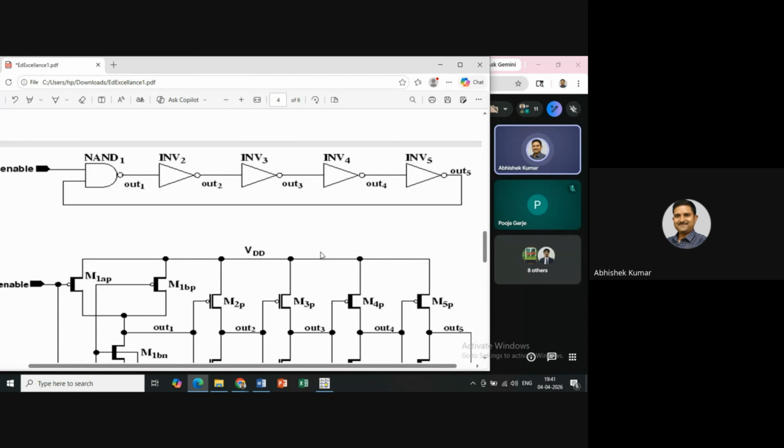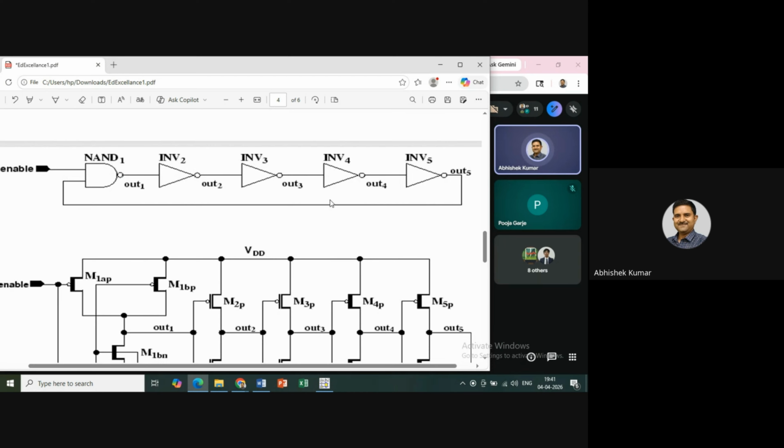Okay, now in the NAND gate equation, we know it is A dot B whole bar. So if one of the inputs equals one, this will be equivalent to a NOT gate. In the NAND gate, if one input is always one, this will be a NOT gate itself. So when I say enable equals one, it will become a NOT gate and it will act as an odd number of NOT gates with feedback.